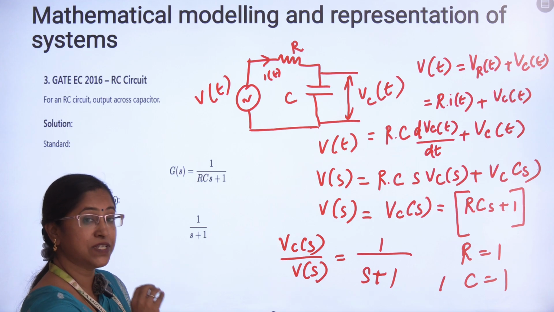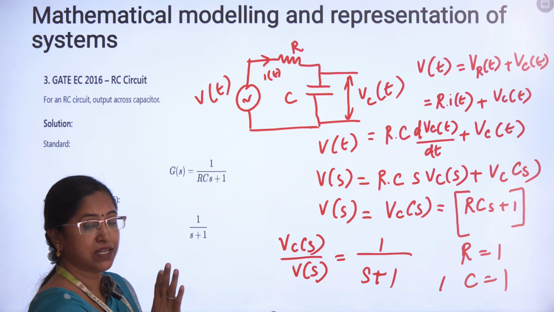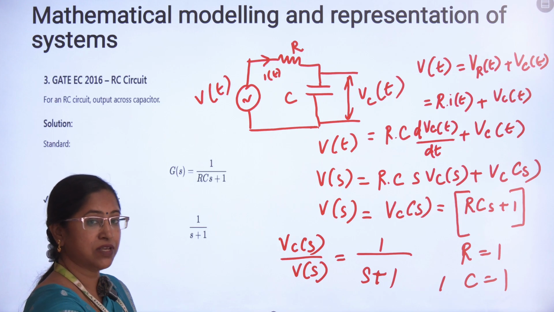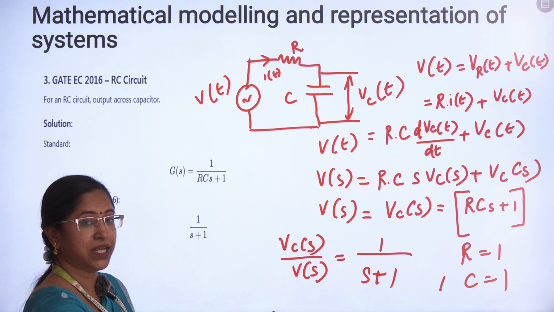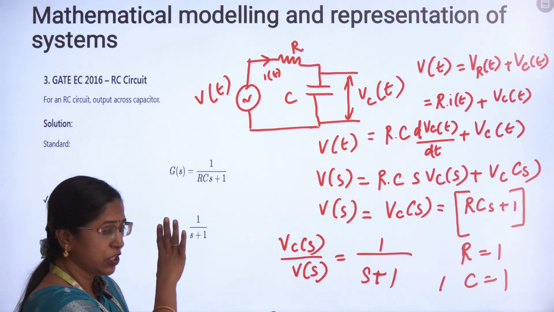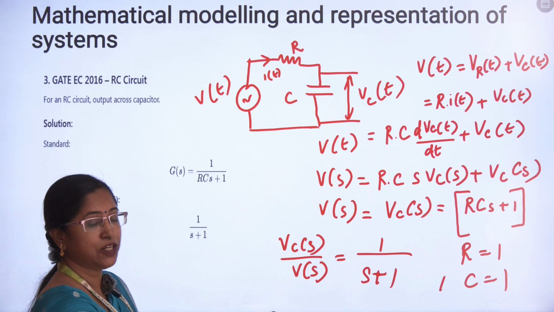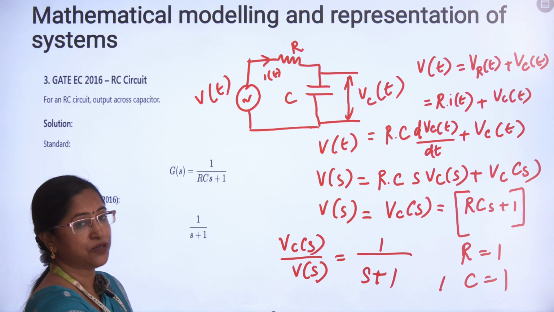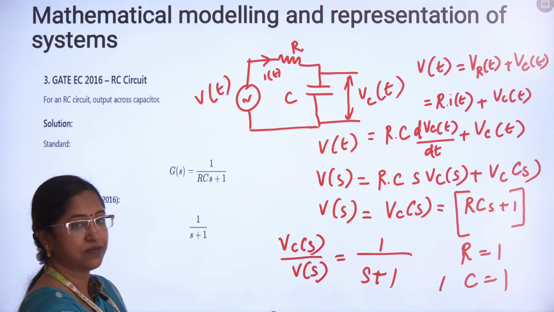To find the transfer function, first we need to know the differential equation. If the block diagram and signal flow graph are not given, you should know what the differential equation is. If a circuit is given, first write the differential equation, and from that you have to take the Laplace transform and identify what the output and the input are, and using that you will find the transfer function of the system. So this is about the mathematical model and representation of a system.